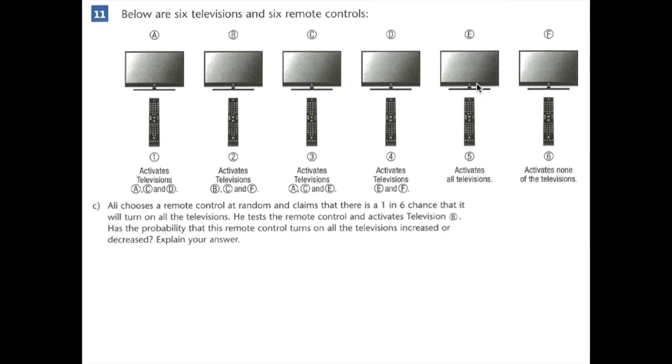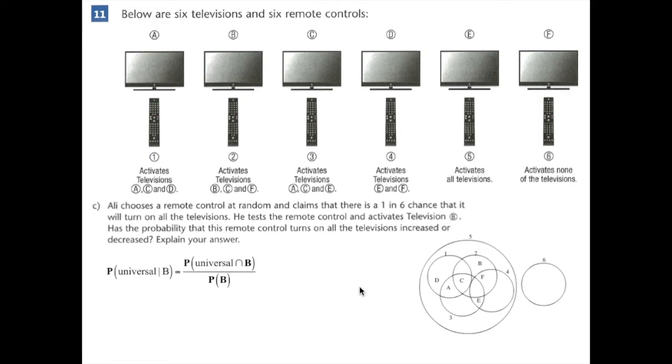So there's a 1 in 6 chance that it's remote 5 before he turns anything on. He points it at television B and B turns on. How many remotes can turn on B? There's just the 2 remotes, 2 and 5. Now that it turns on B, we have a 50-50 chance that it could be remote 2, could be remote 5. We don't know for sure. Okay, so the probability just went up.